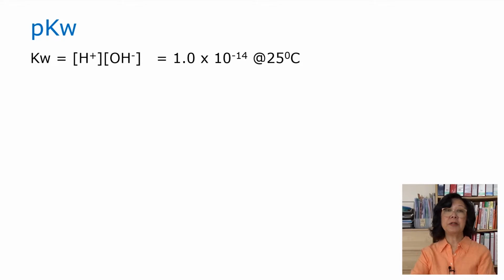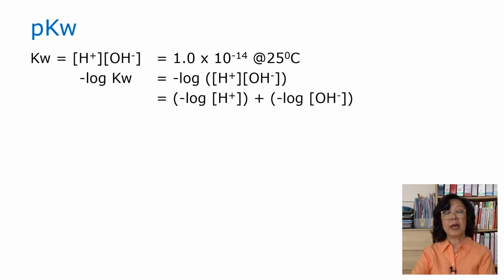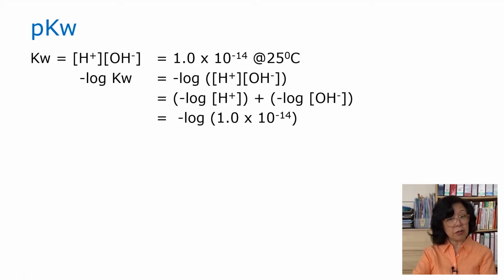pKw. Now, as you know, the ion product constant, Kw, is equal to hydrogen ion times hydroxide ion concentration, equal to 1.0 times 10 to the minus 14 at room temperature, 25 degrees C. So we can take the negative log of the Kw as well as the negative log of the hydrogen ion and hydroxide ion concentration. And so negative log of Kw is equal to negative log of hydrogen ion plus negative log of hydroxide ion, which is equal to negative log of 1 times 10 to the minus 14.